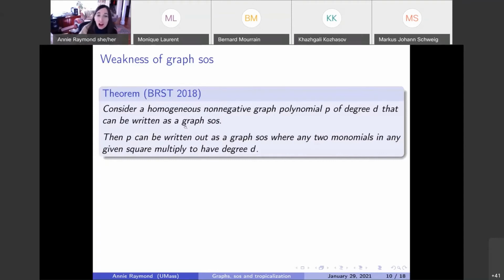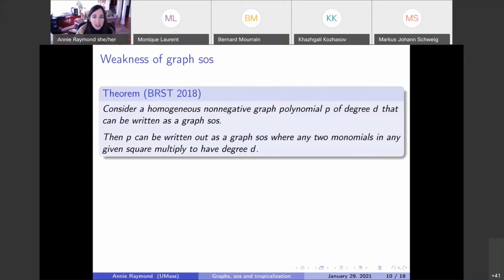So if you consider a homogeneous non-negative graph polynomial of degree d that can be written as a graph sum of squares, and by homogeneous here I mean that all of the density of graphs involved have the same number of edges, then my polynomial p can be written out as a graph sum of squares where any two monomials in any given square multiply to have degree d. What this is saying really is that you won't get to cancel out terms with things of higher degree. So there won't be cancellations happening.